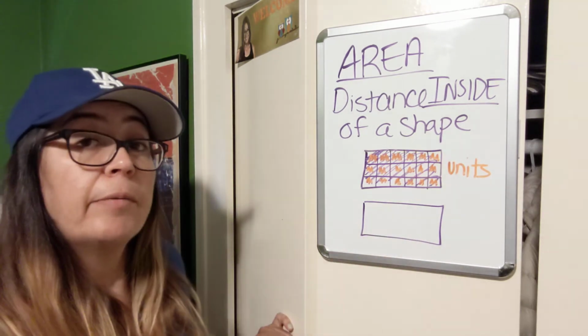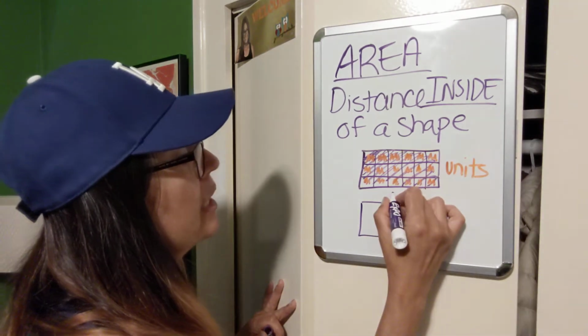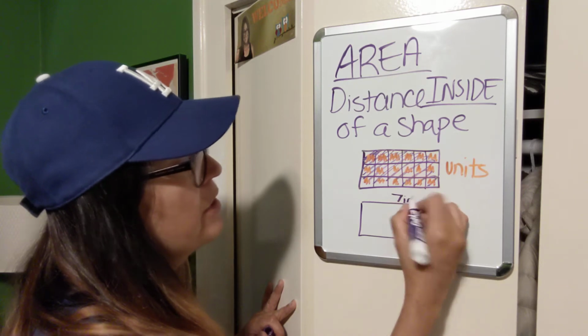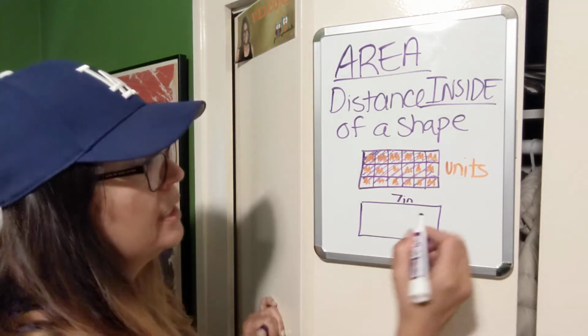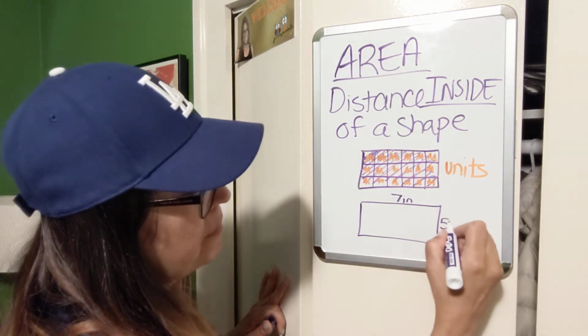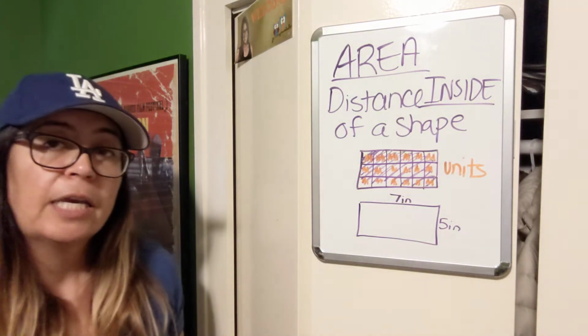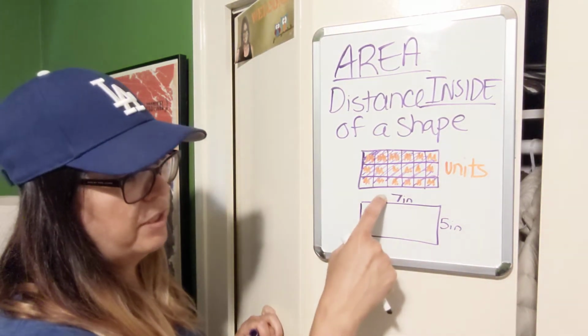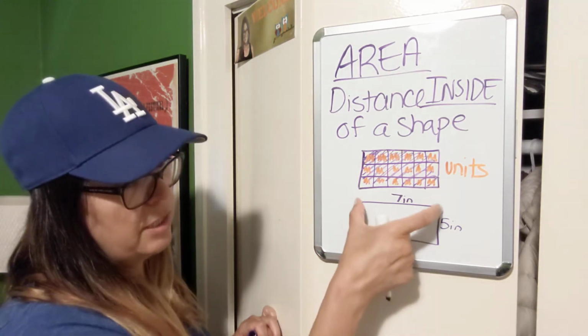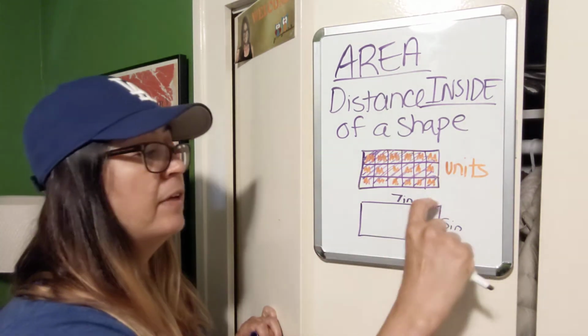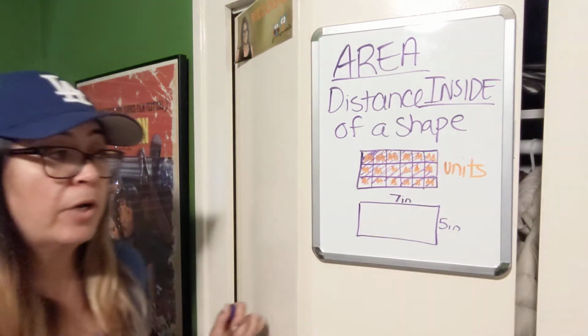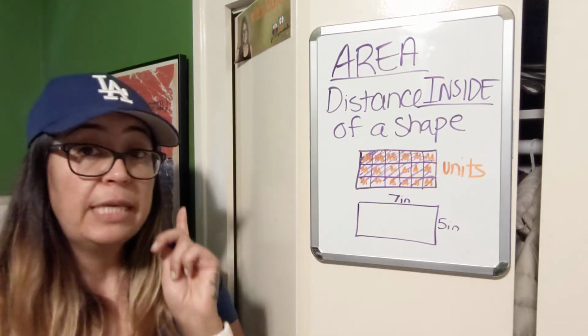So I'm gonna stick with the same numbers from earlier. Let's say that this side measures 7 inches, and let's say that this side measures 5 inches. Again, boys and girls, common sense. If that measures 7 inches, then that's gonna measure 7 inches because they are equal. If this measures 5, that's gonna be 5, right? Okay, but we are figuring out the area now.